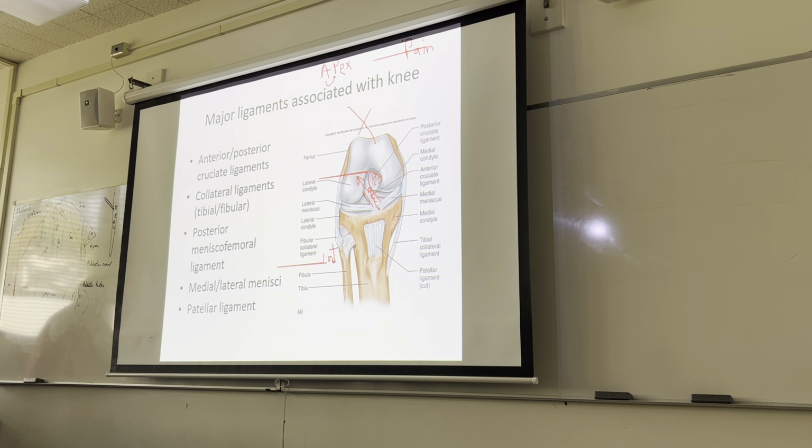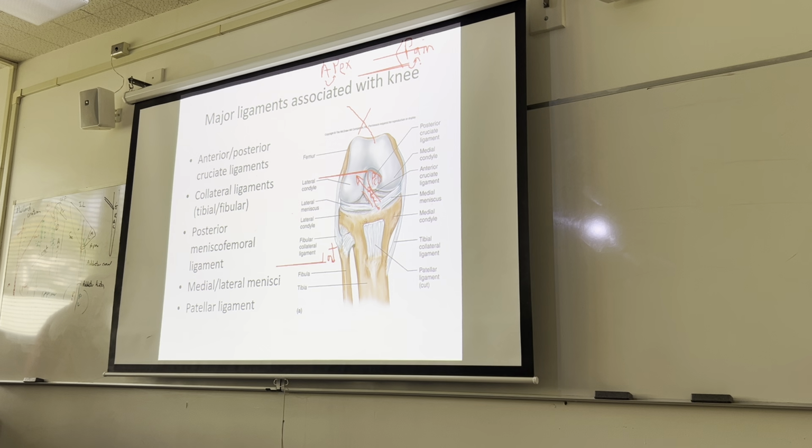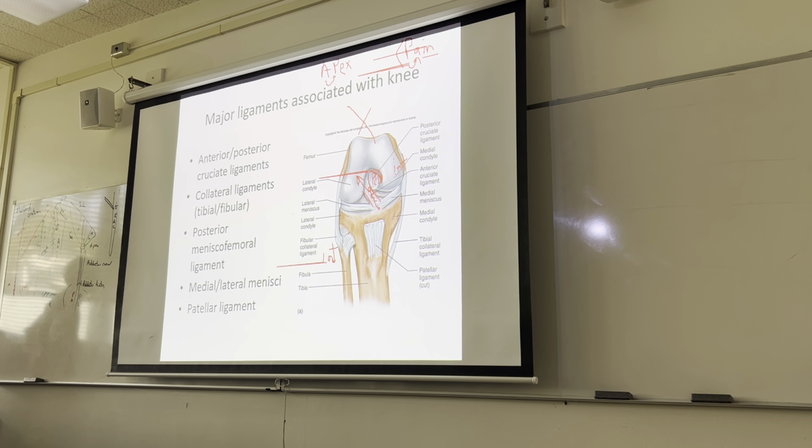The PAIN mnemonic says the posterior cruciate ligament goes from the back to the front. And as it goes to the front, it goes internal. That's why you can see it here in the front on the internal side. See that? So they're called cruciate ligaments because they cross, and you can remember how they cross and what their trajectory is from the APEX and PAIN mnemonics. Does that help?